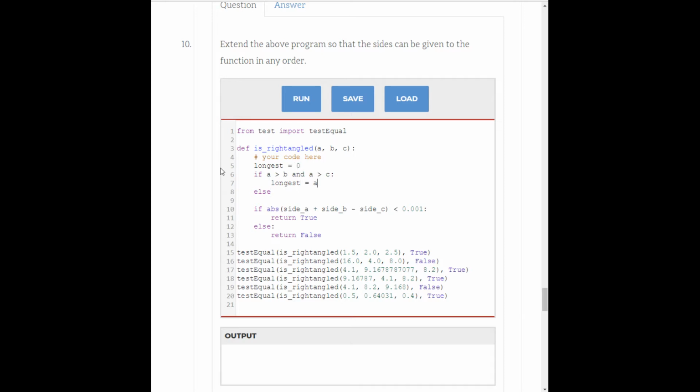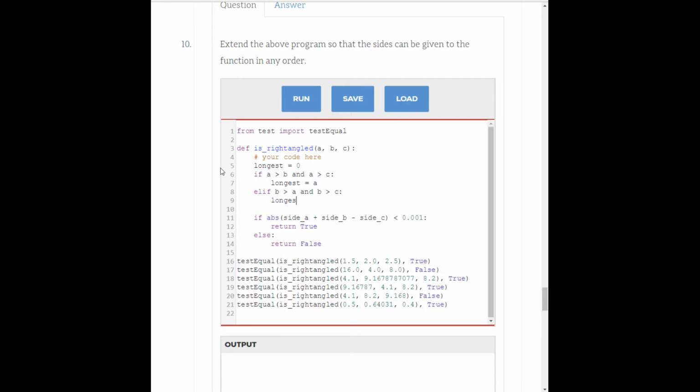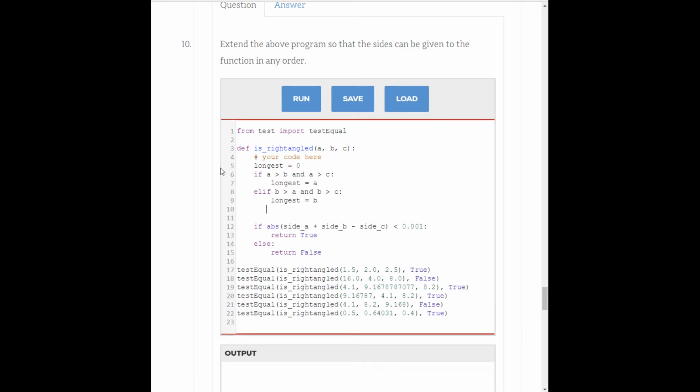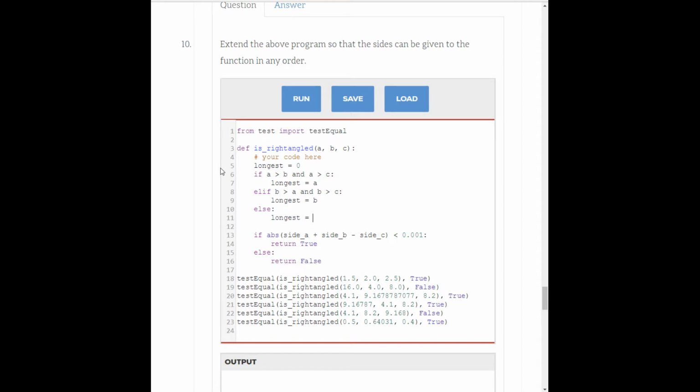There we go. Else if B is greater than A and B is greater than C, set the longest to B. Or rather, else the longest equals C. And then we'll want to change this so that it is, is this going to work, Ryan? No, it's not. That's okay. We'll still do it.